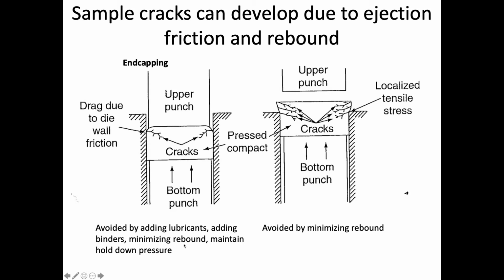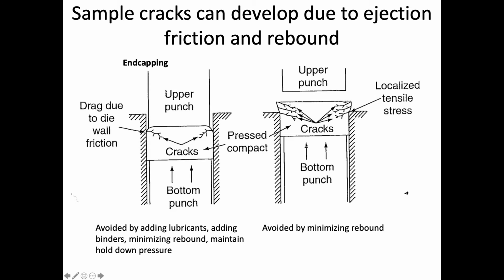We can minimize rebound. That's basically how much this pellet will expand once it's out of the die wall. And then we can also maintain a hold down pressure. So basically that is this upper punch. We can apply a little bit of force downward to help eliminate this drag as well.